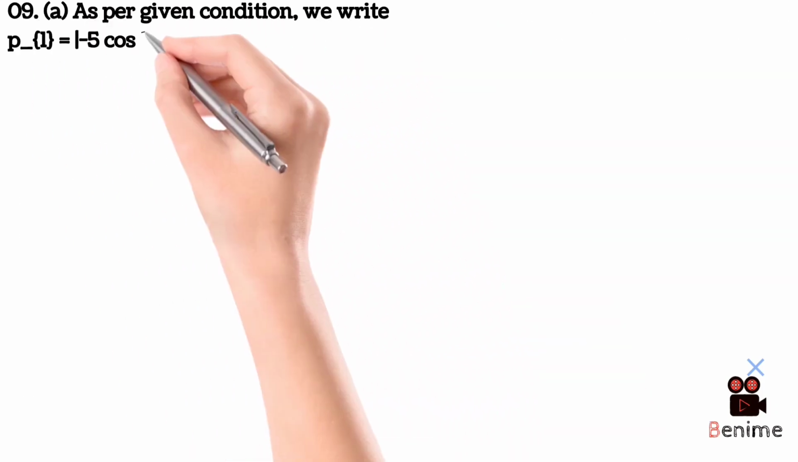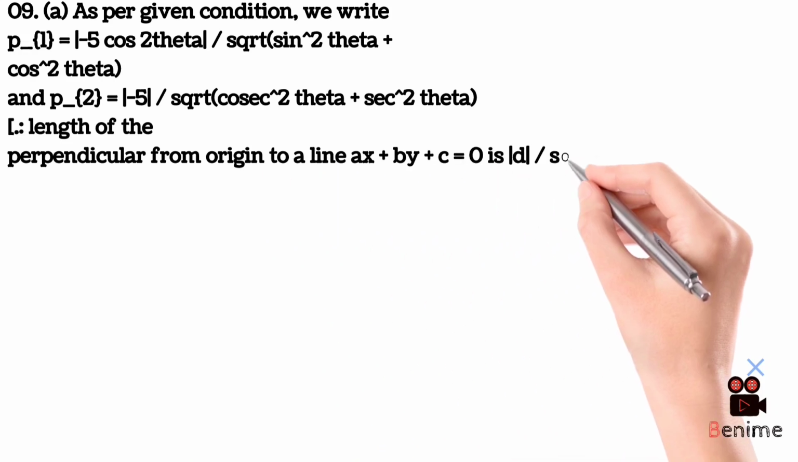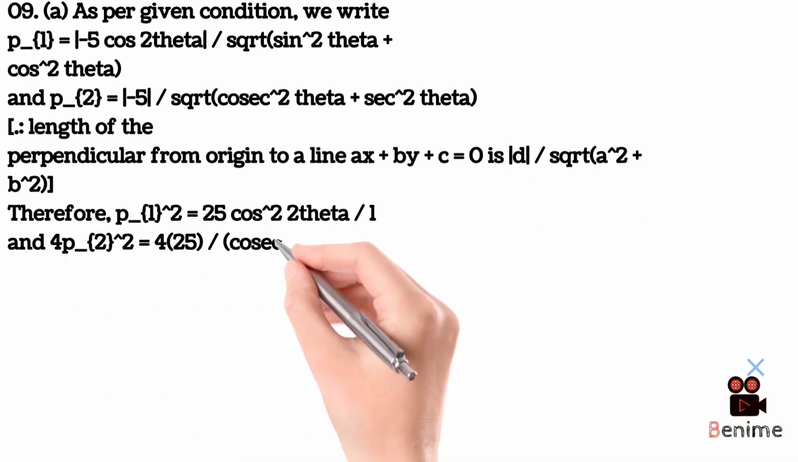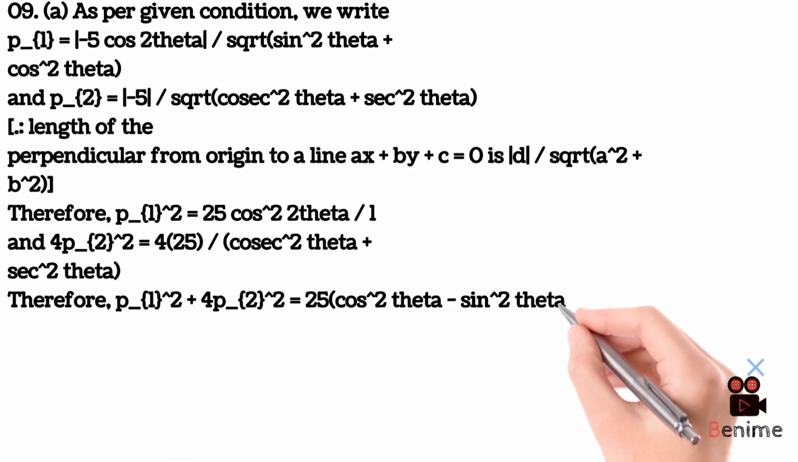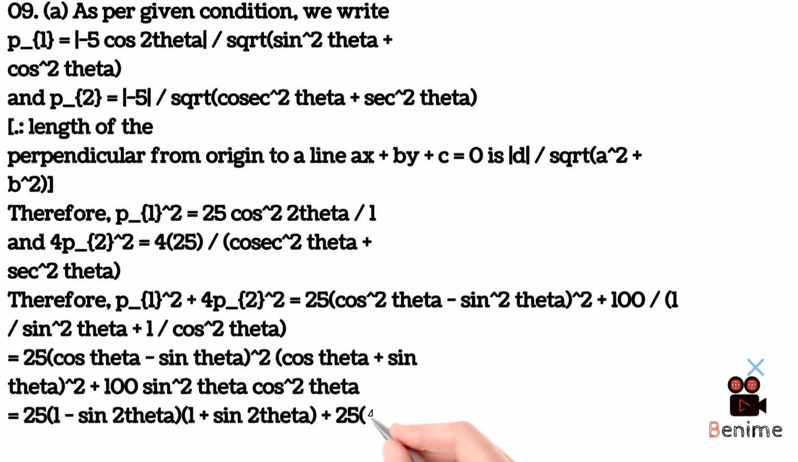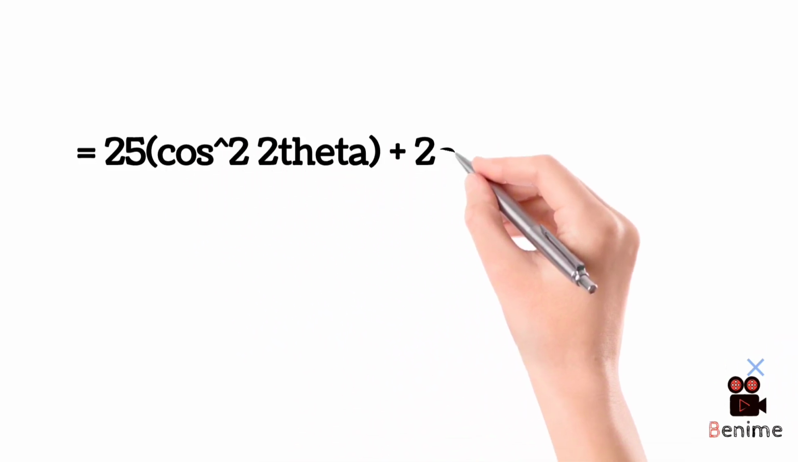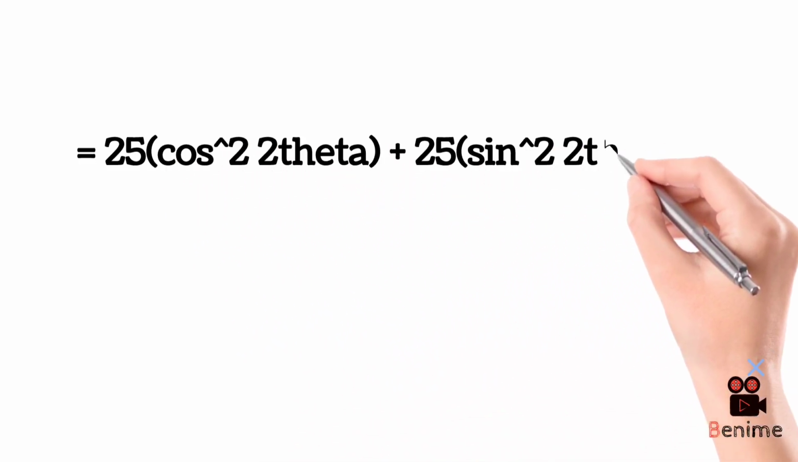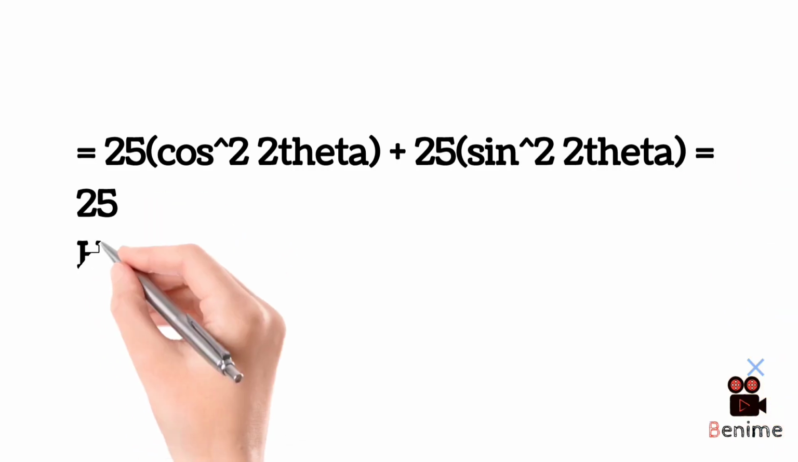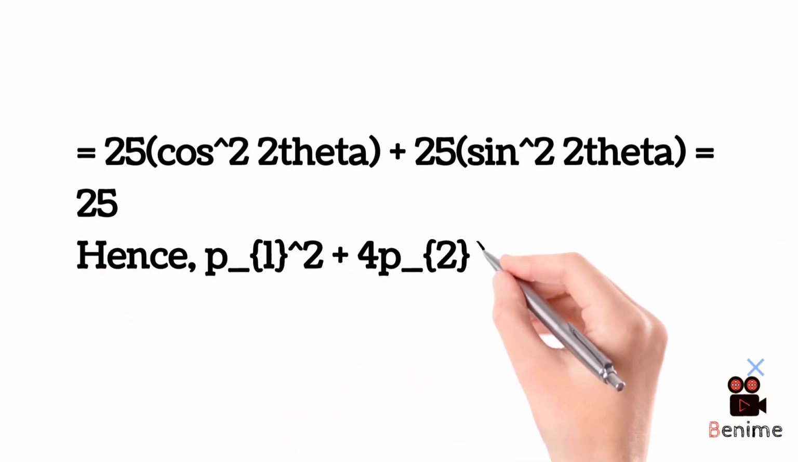Q9. A. As per the given condition, we write P1 equals minus 5 cos 2 theta times sqrt(sin squared theta plus cos squared theta), and P2 equals minus 5. This equals 25 cos squared 2 theta plus 25 sin squared 2 theta, which equals 25. Hence, P1 squared plus P2 squared equals 25.